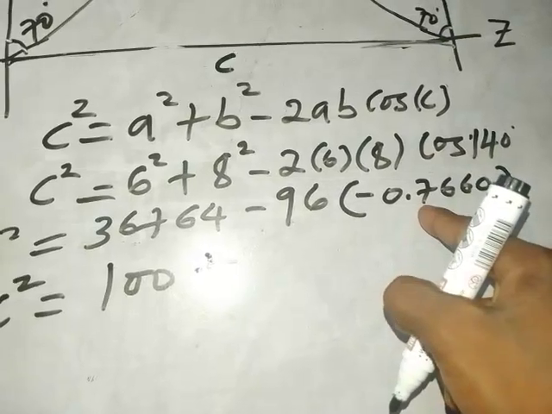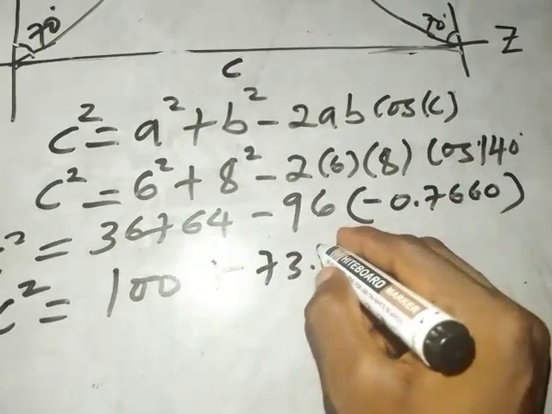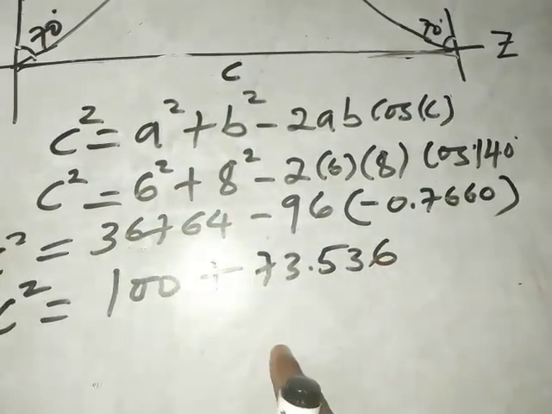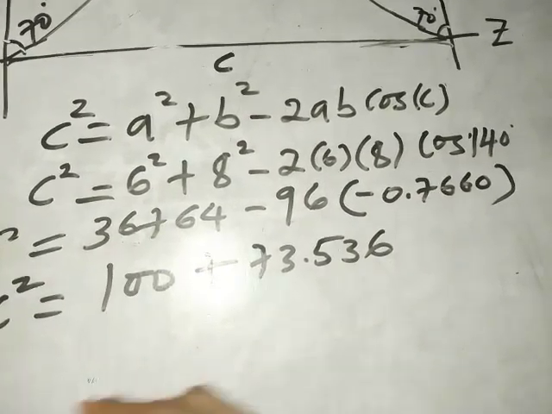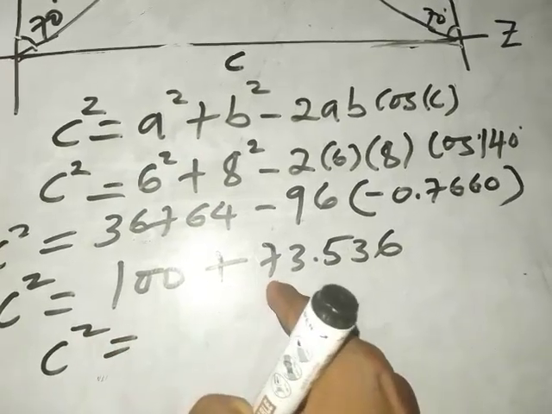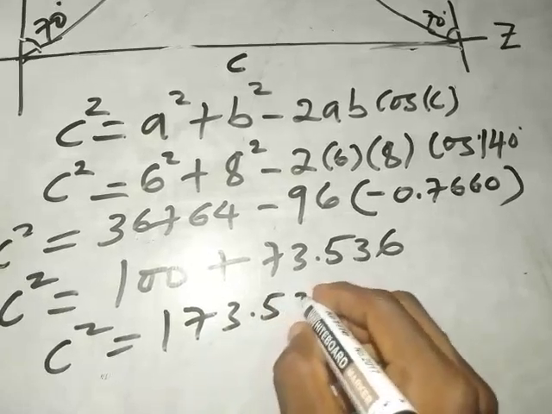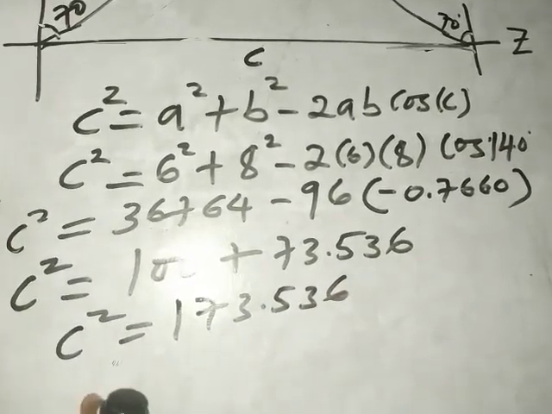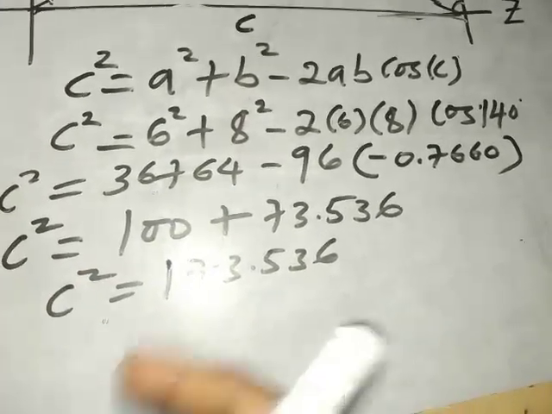We are going to have 73.536. Are you getting me? This is what you are going to have. And if you add this together, C squared will be equal to 100 plus this, so you are going to have 173.536. So when you have something like this, to clear the square, you need to take the square root of both sides.